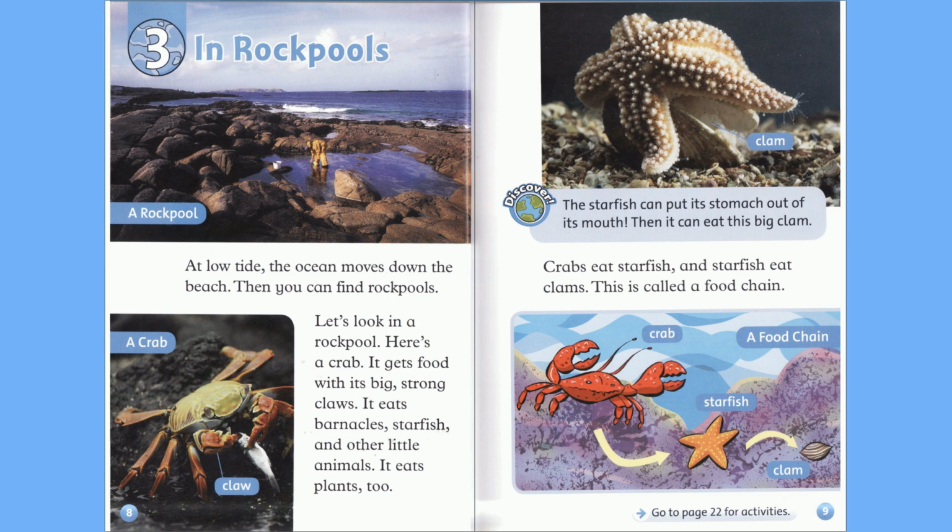Chapter 3. In rock pools. At low tide, the ocean moves down the beach. Then you can find rock pools. Let's look in a rock pool. Here's a crab. It gets food with its big, strong claws. It eats barnacles, starfish, and other little animals. It eats plants too.